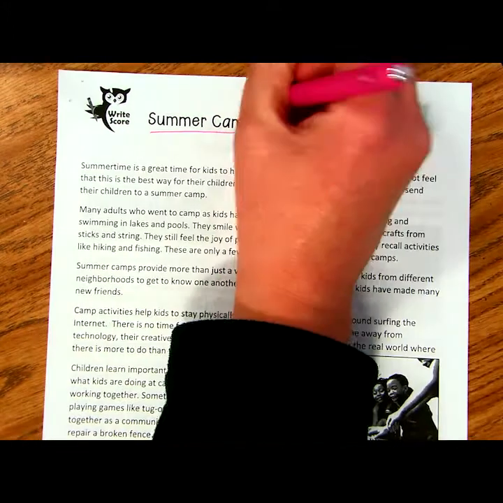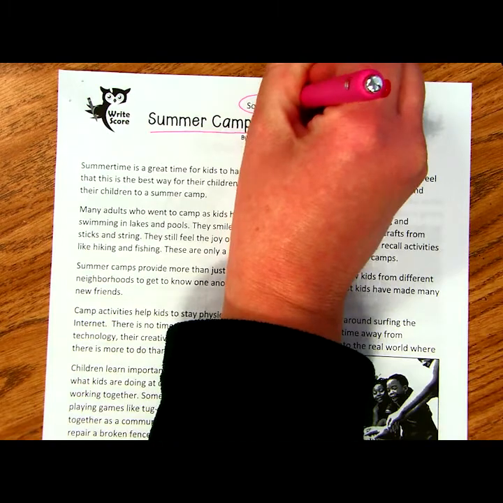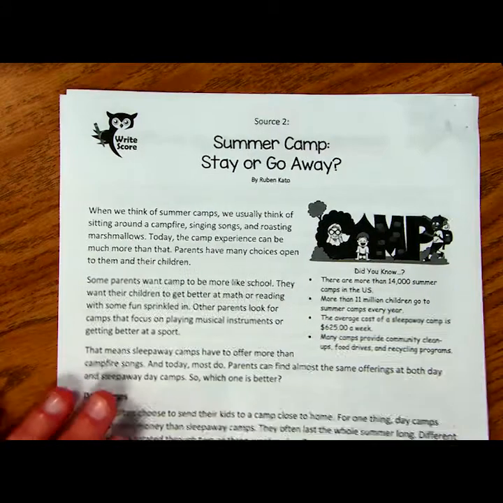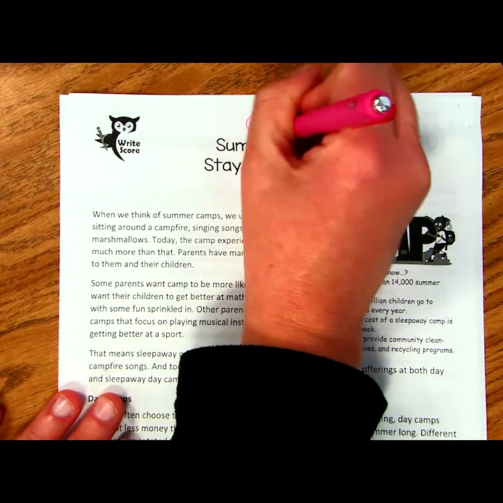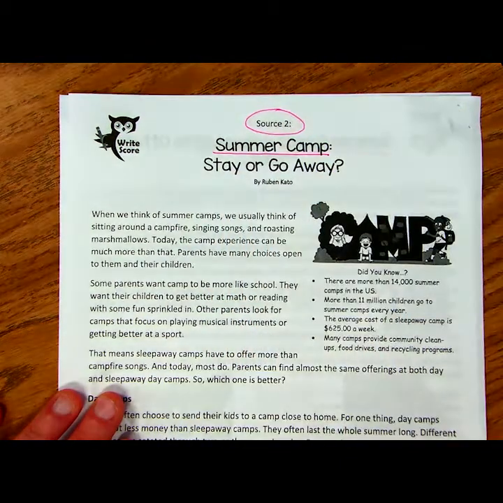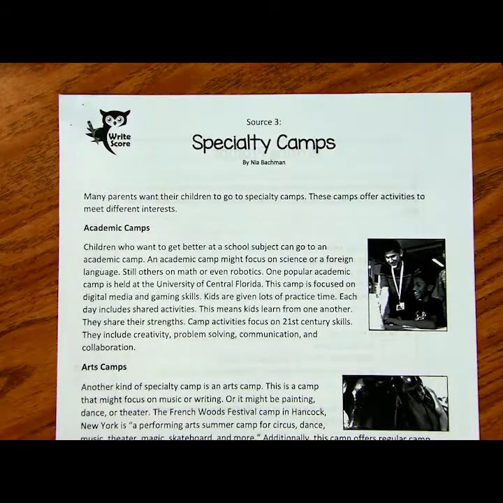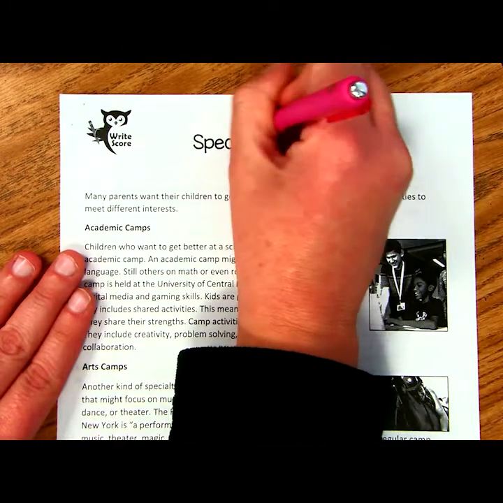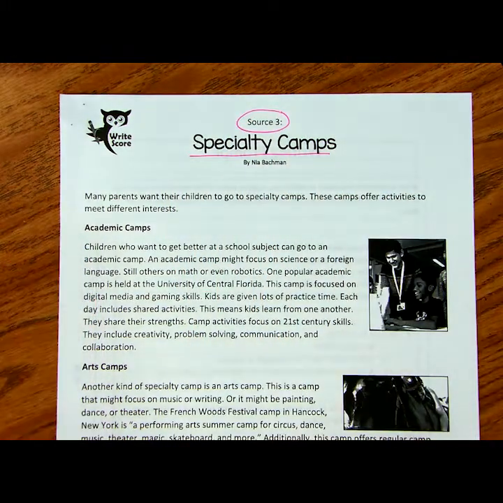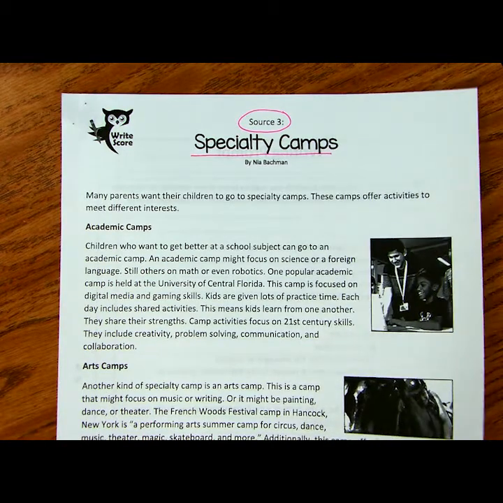I can see here that I have source 1, and I turn the page, and I have source 2, again, seeing that word about summer camp. Then I flip over here to source 3. And it looks like this article is going to be on specialty camps. Just kind of glancing through.